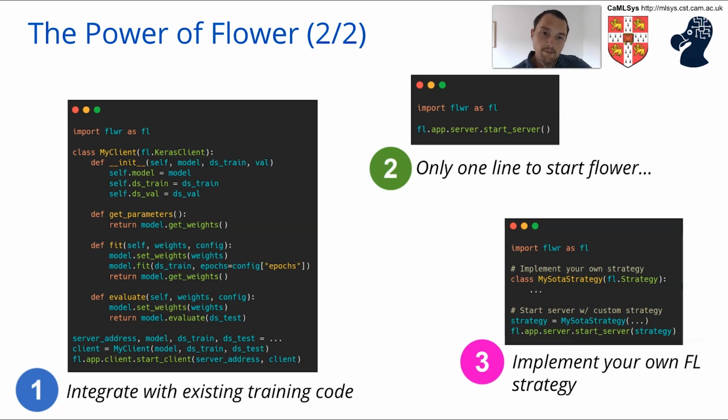The third and final example is just illustrating what it's like to implement your own federated learning algorithm within Flower. Everything else can be left as is. You can implement your algorithm by extending this class and then just starting the server.